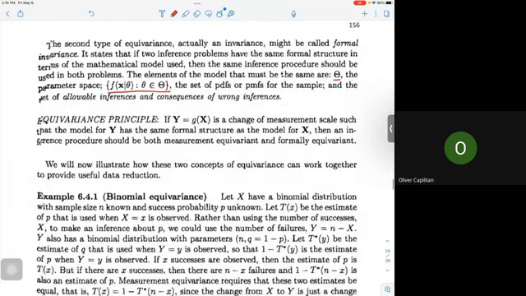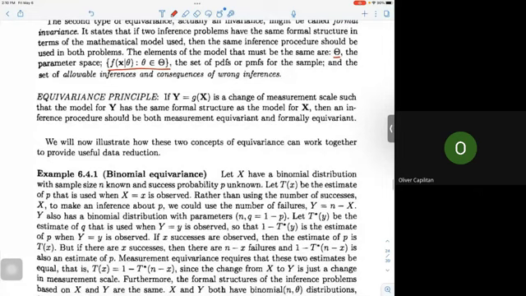So ito ngayon yung equivariance principle. If y is equal to g of x, a change of measurement scale such that the model for y has the same formal structure as the model for x, so that means it satisfies all the three elements, then an inference procedure should be both measurement equivariant and formally equivariant, or formally invariant.